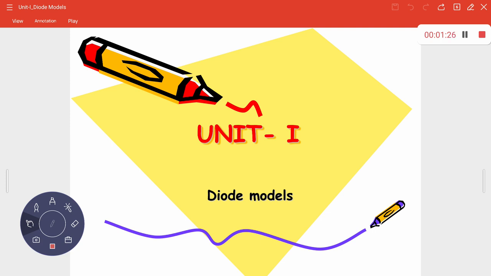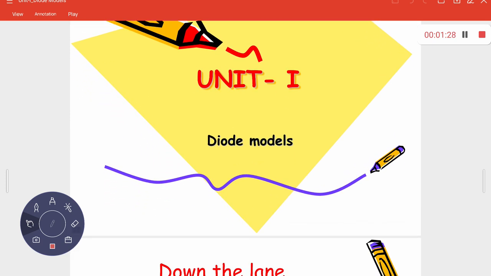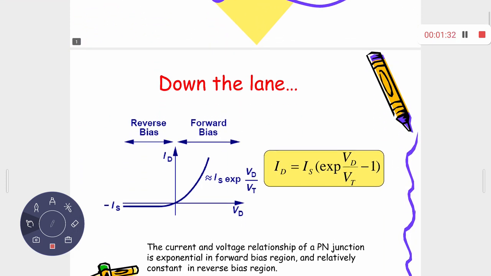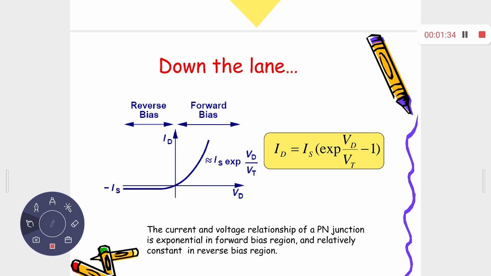Now to start with, we have to understand what is diode. You have already studied diode in your basic electronics course, and hopefully you have also studied diode in your class 12 modern physics. I'm not going into the details of the device physics because this subject is only on the circuit part. I assume that you have already gone through the corresponding device physics in your previous semesters.